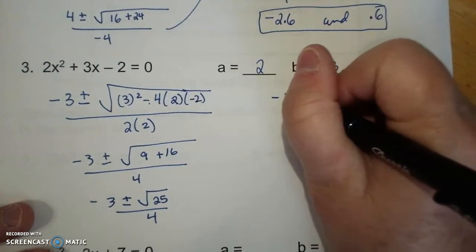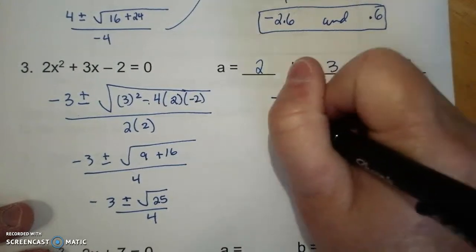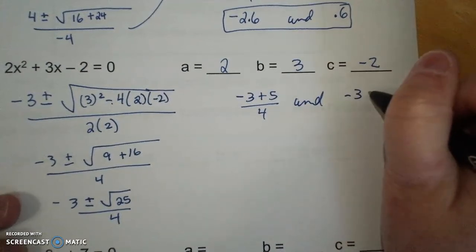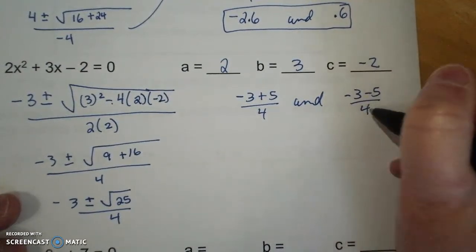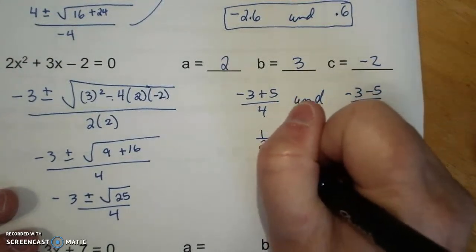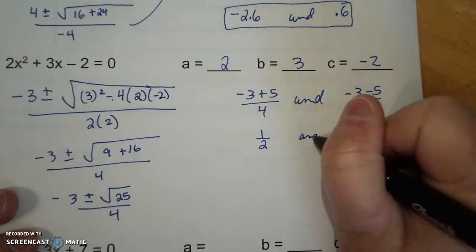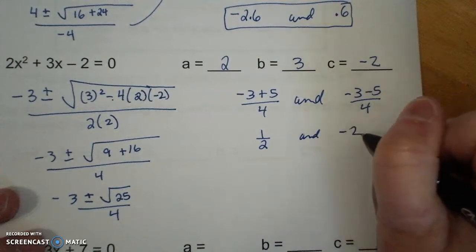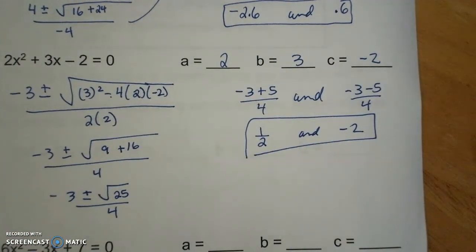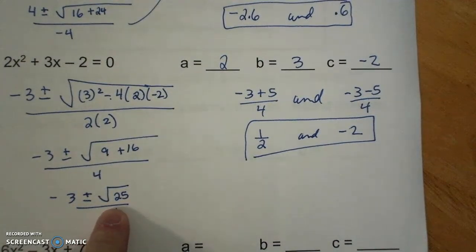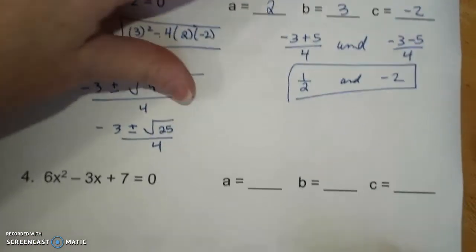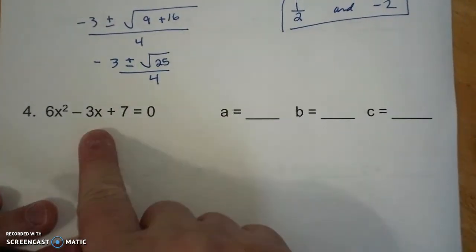So that becomes -3 plus 5 over 4 and -3 minus 5 over 4. That's 1/2. And that's -2. Now I took the square root of 25. Perfect squares, you do that. When they're not perfect squares like the square root of 40, you're going to end up with decimals. Okay, they're set equal to 0.